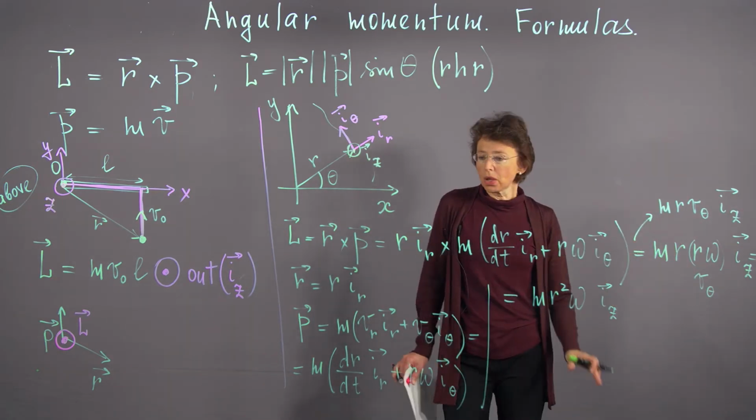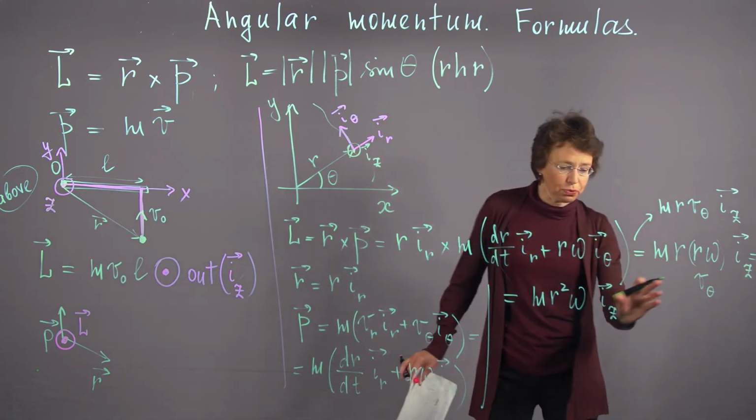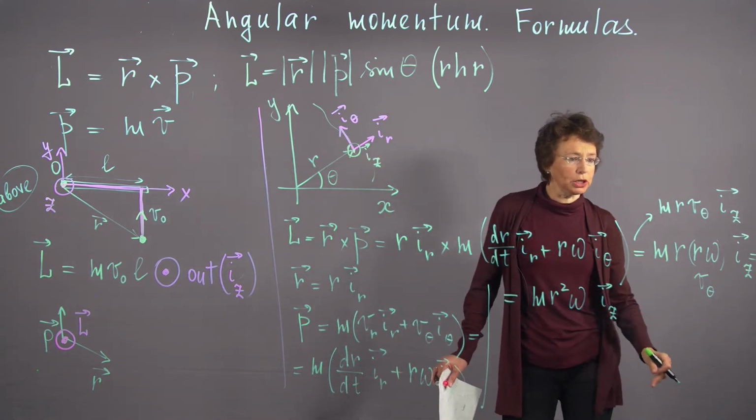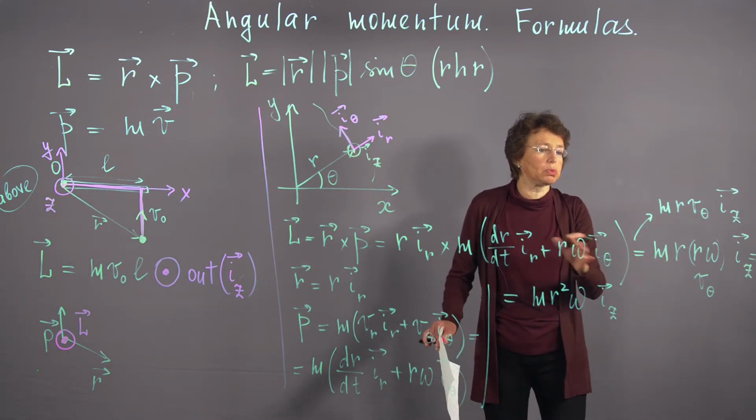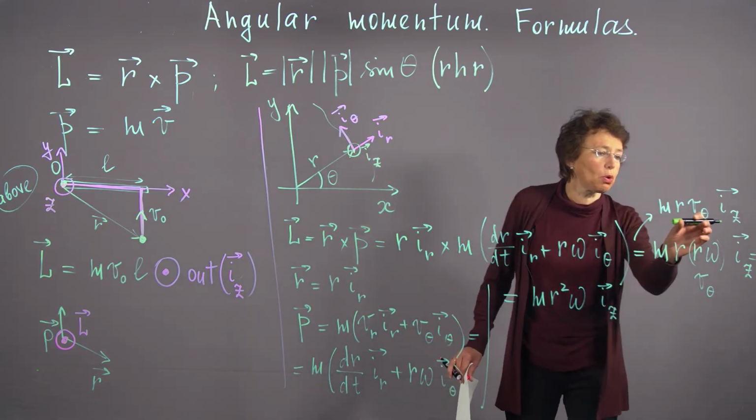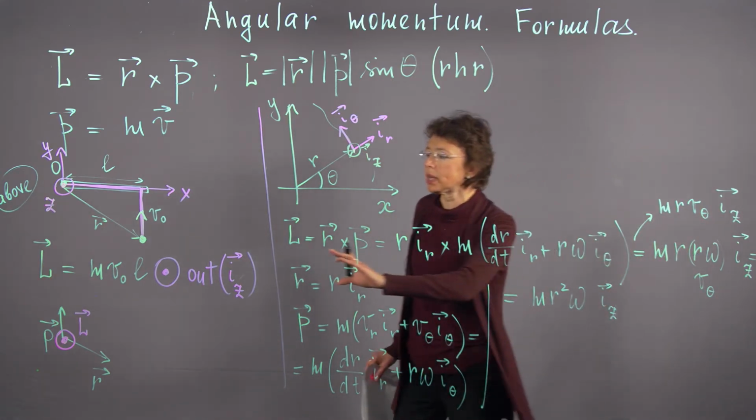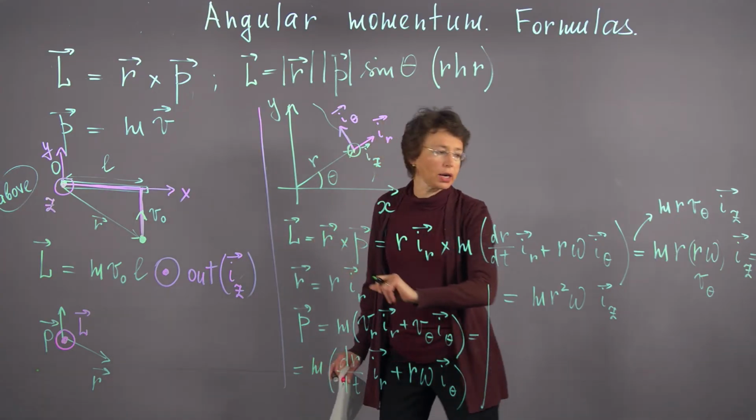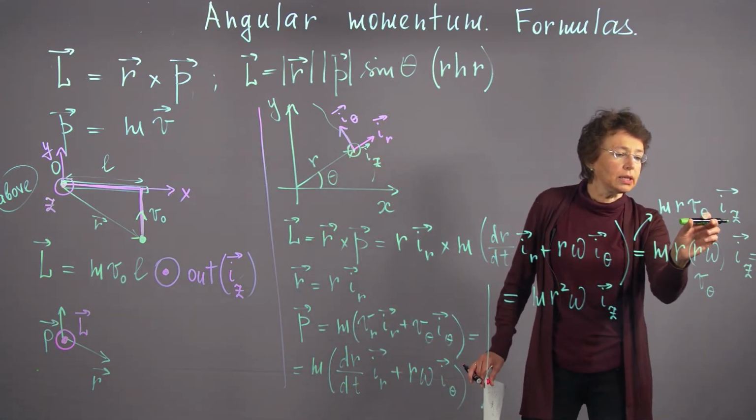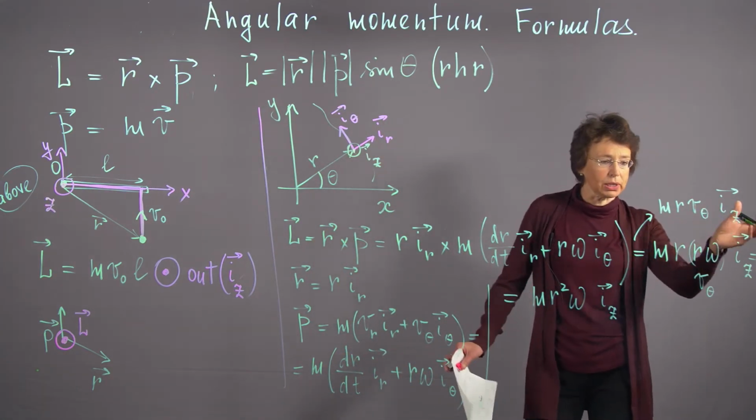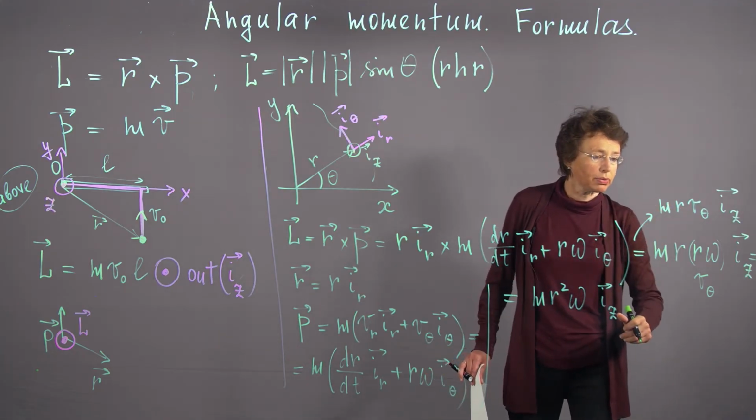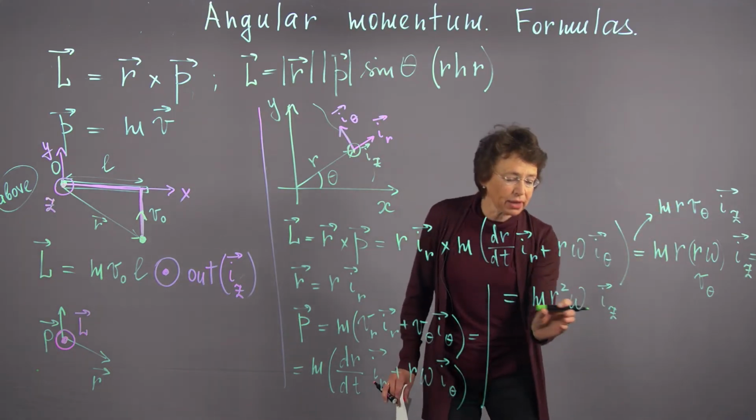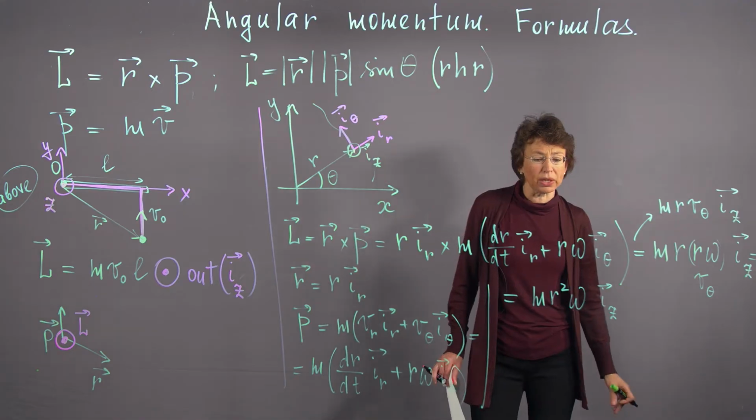Great. So now we have all these formulas for angular momentum. Which one to use? We will be solving problems and we will figure out which one to use. If you're provided with linear velocity, like in this case, you go R cross P. If there is linear velocity but the tangential component is given, then it is M R V theta. If you have omega given, then M R squared omega.